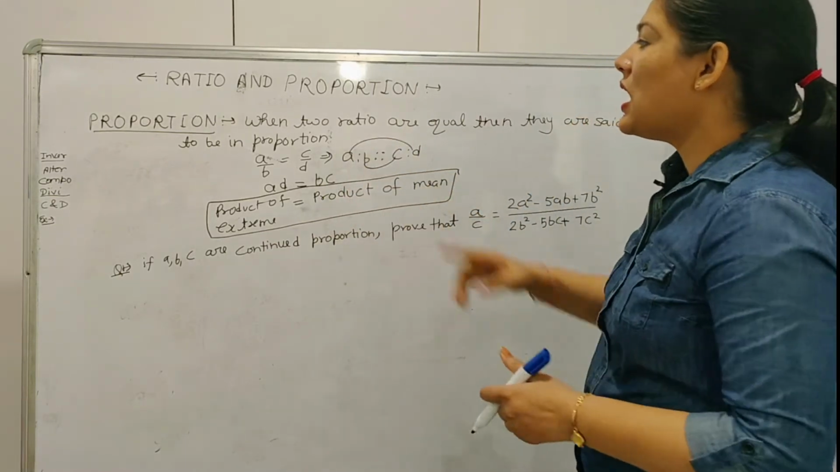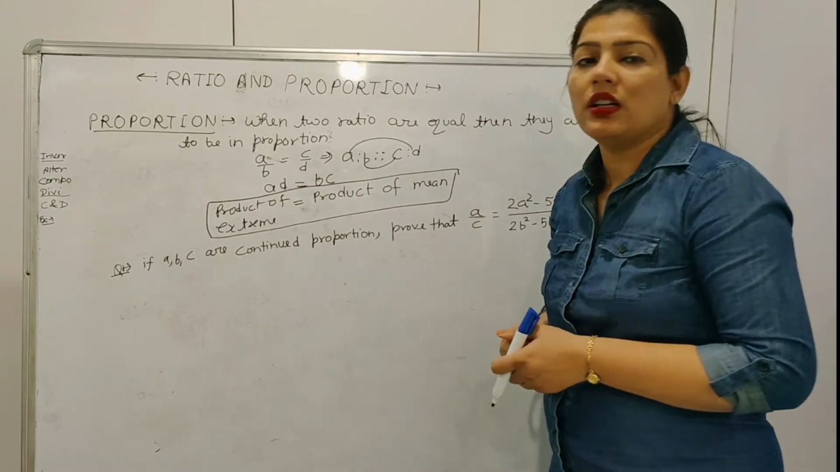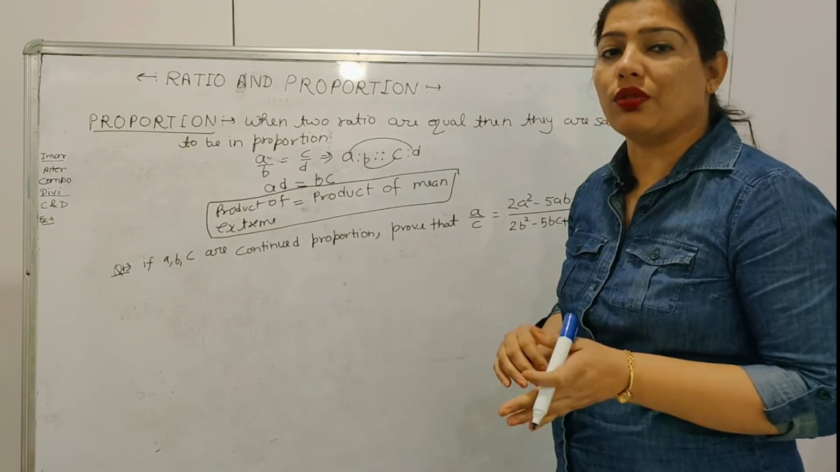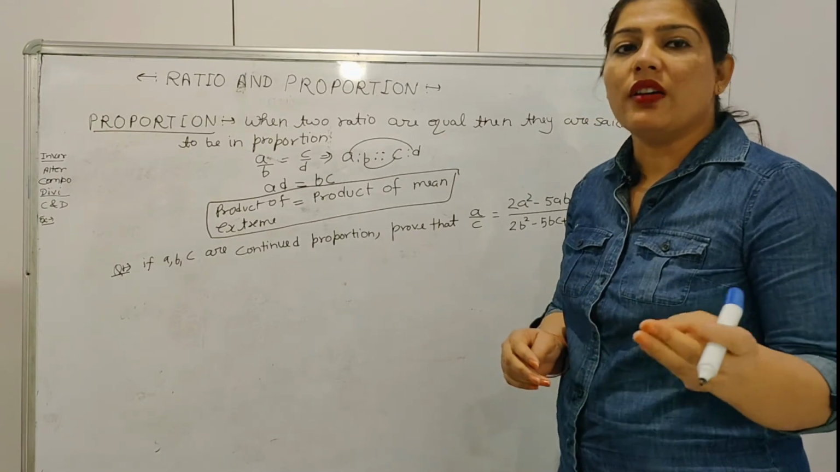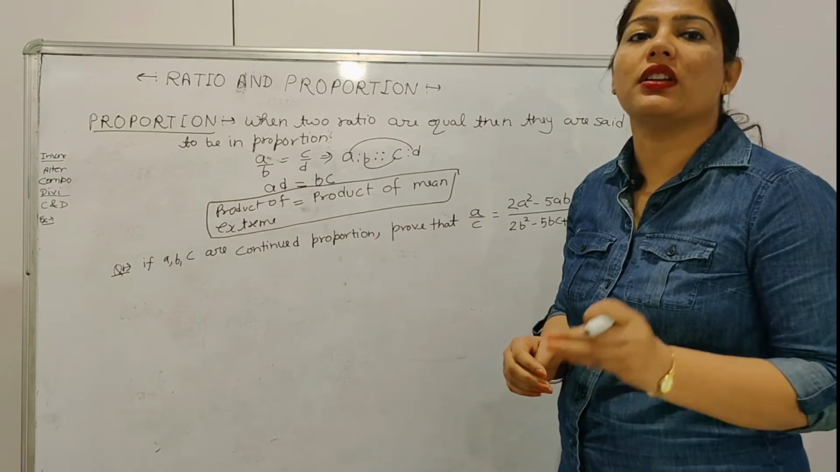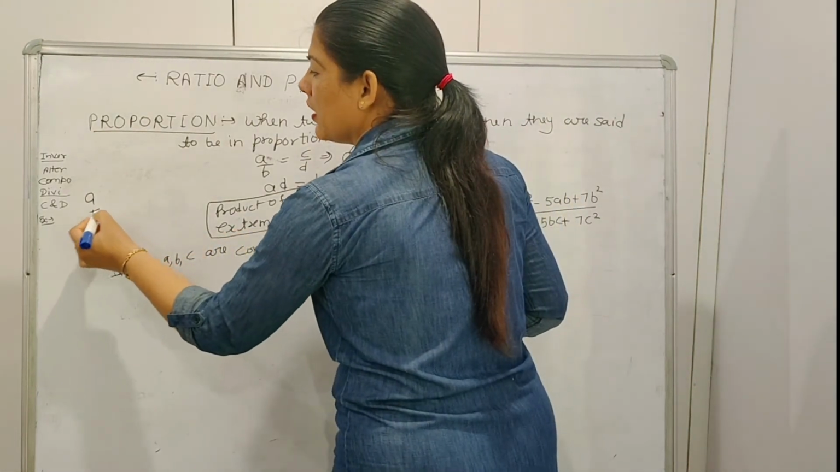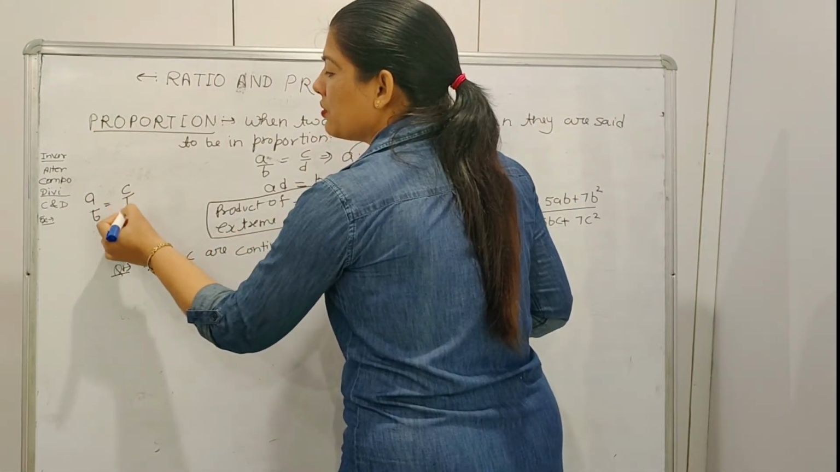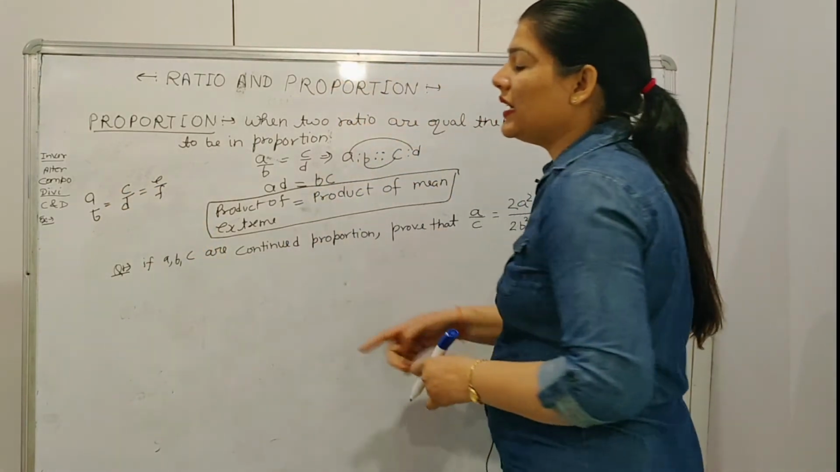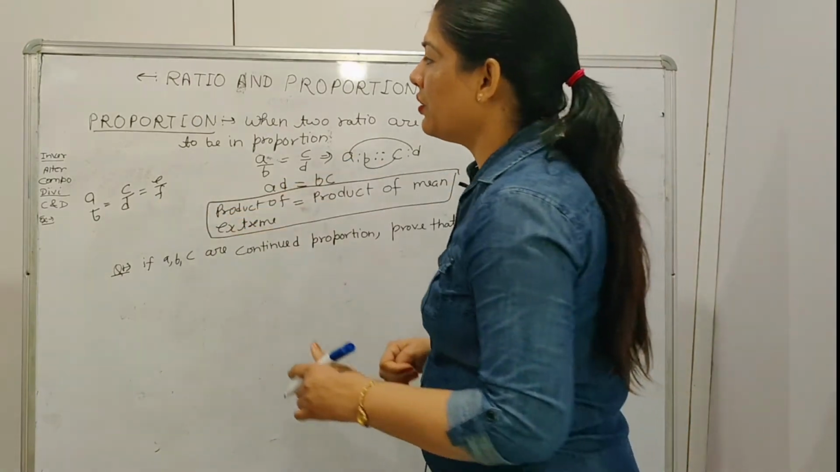Okay, after proportion we have another relation of proportion, which is continued proportion. Continued proportion is basically when we have more than two ratios and they are equal, then they are said to be in continued proportion. Suppose I have A is to B equals C is to D equals E is to F, and so on, then this is called the continuity of proportion, and it is called continued proportion.